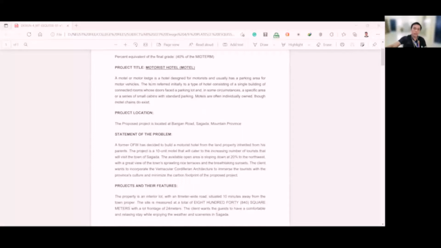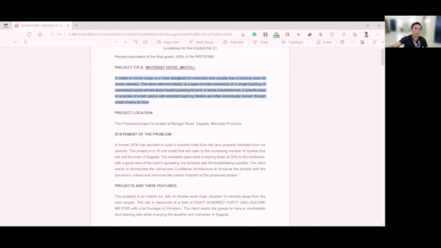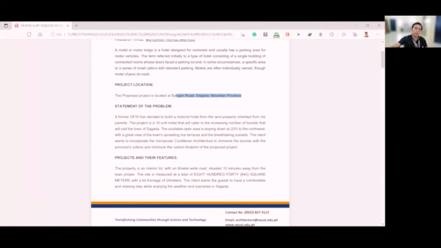So, project title, Motorist Hotel. So, basahin nyo na lang yan. It's what I've discussed. And then, location, it's on Bangan Road, Sagada Mountain Province. Statement of the problem. So, a former OFW has decided to build a motorist hotel from the land property inherited from his parents. So, the project is a 10-unit motel that will cater to the increasing number of tourists that will visit the town of Sagada.